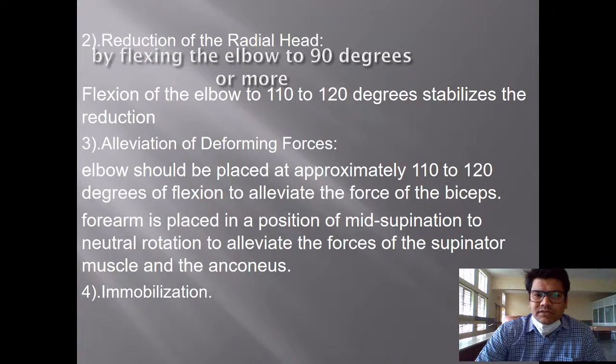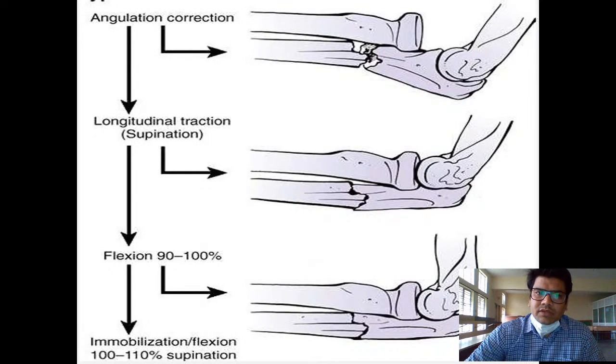And then immobilization. Here you can see, by longitudinal traction you are distracting the fracture fragments. Then we supinate so that the radius falls into place, and then flex to 90 to 100 degrees, and then immobilize in 100 to 110 degrees of supination.